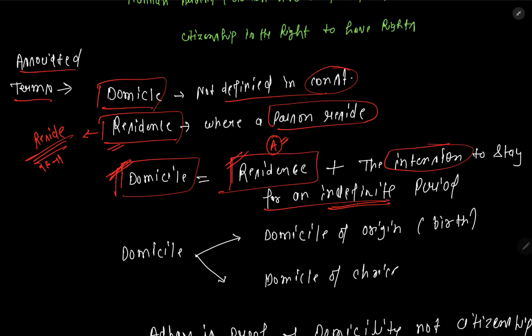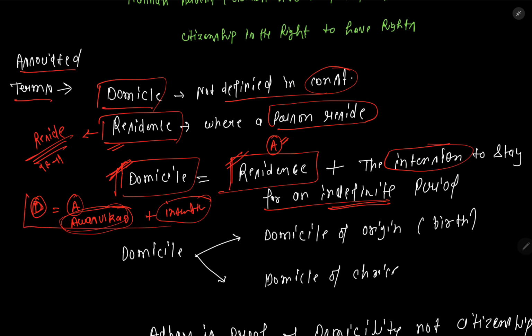Let's say, for example, again I'm explaining this. Domicile is equal to a place A, or let's say this is Avas Vikas. Now let's say I live in Avas Vikas, and I also want to live throughout my life in the same Avas Vikas. Then this location of Avas Vikas with my intention becomes my domicile. Clear? Now moving forward, domicile could be of two types.